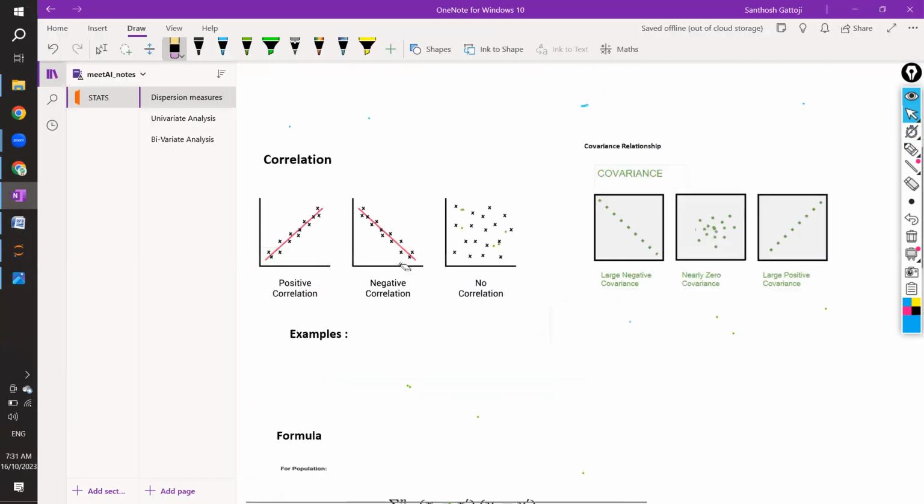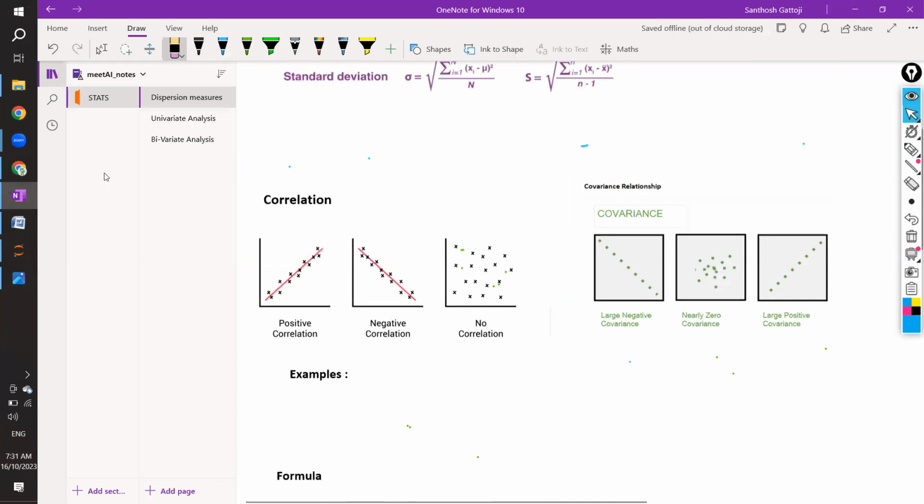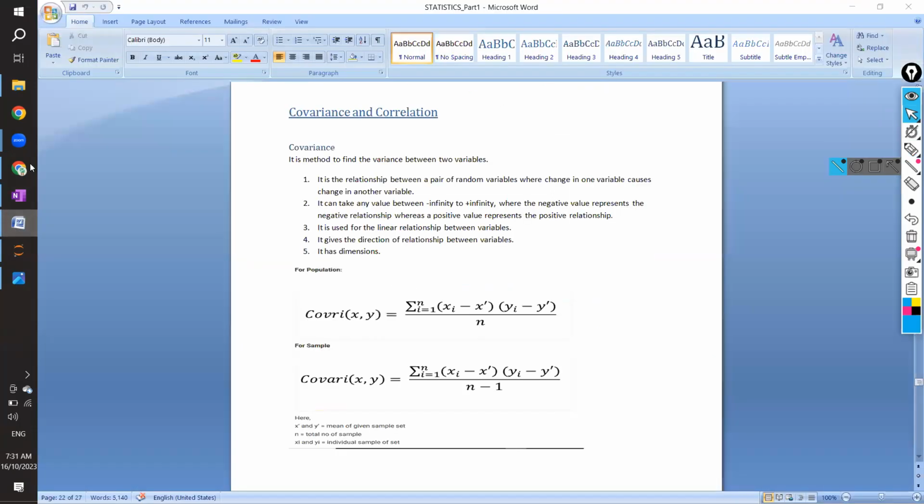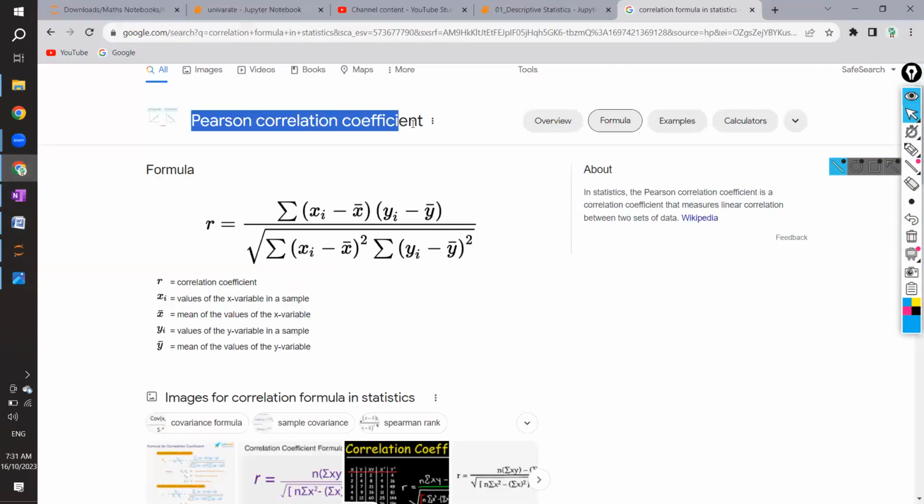Now coming to words, obviously you should remember some words, guys. The concept is fine, I hope you understood it, but this correlation is actually called, as you can see, the Pearson correlation coefficient. Covariance is covariance, but correlation is called correlation coefficient. Pearson correlation coefficient, and the formula is this. And we have seen the example.